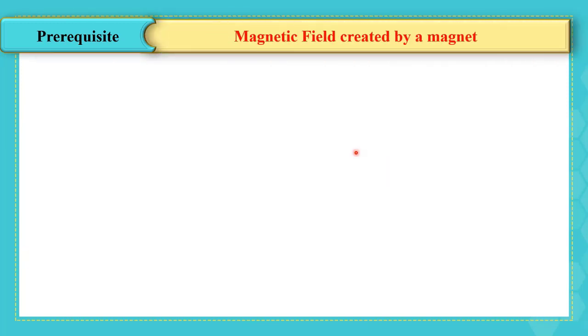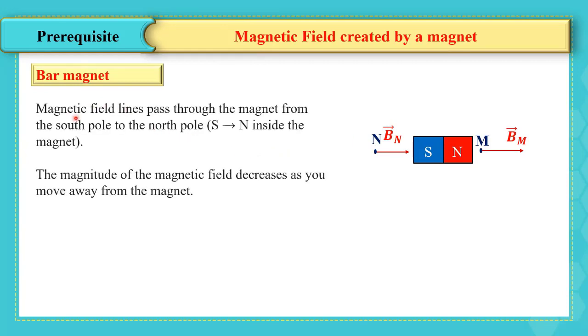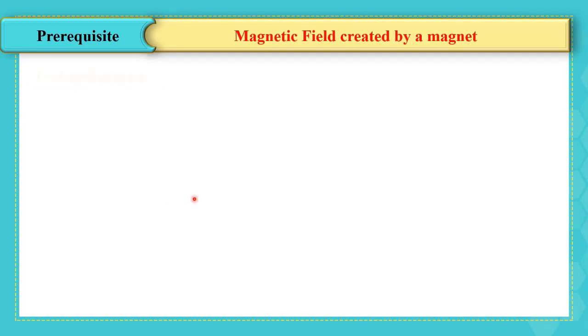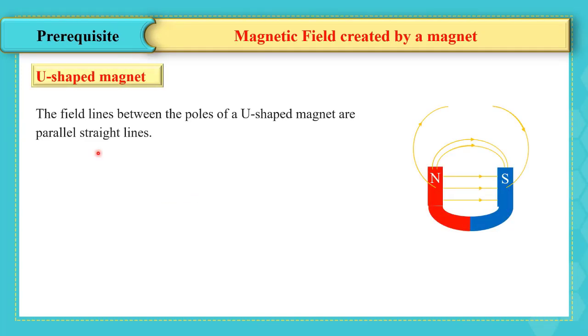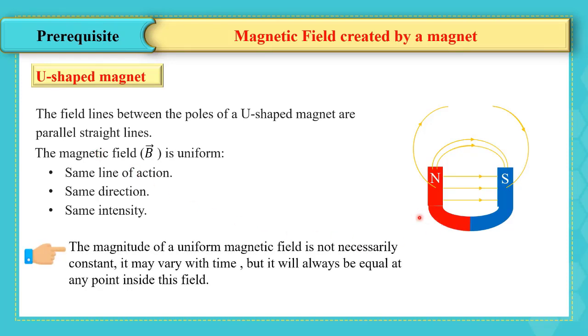Let's start with the magnetic field created by a magnet. In the case of a bar magnet, the magnetic field lines pass through the magnet from S to N inside the magnet. The magnitude of the magnetic field decreases as you move away from the magnet, while a U-shaped magnet creates a uniform magnetic field between its poles.